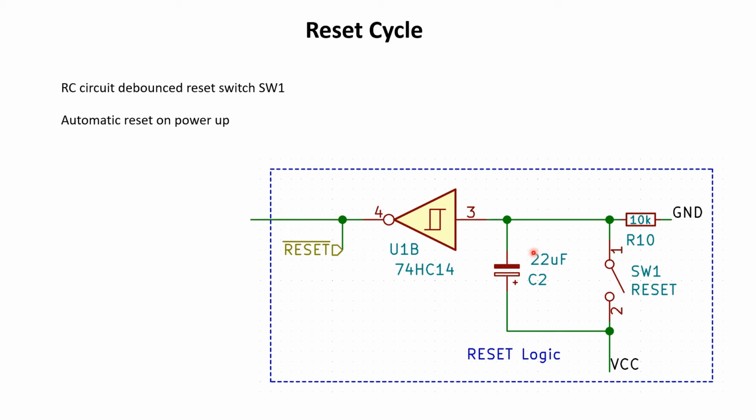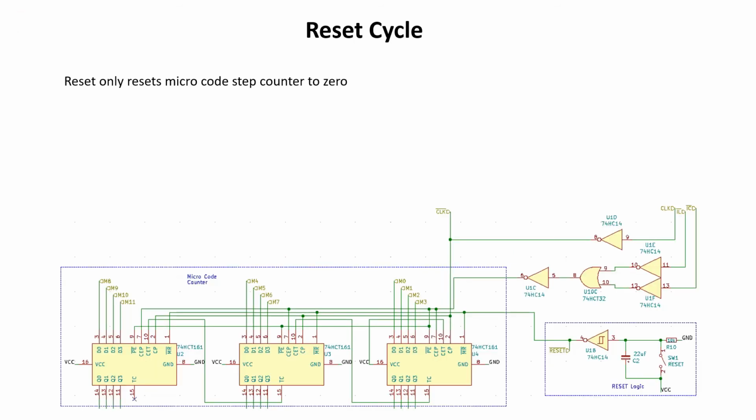And it takes about 200 to 300 milliseconds after power up or after releasing the reset switch to let the system run, and this is time enough to let the system settle and have that reset cycle being done. In my system, it is sufficient to reset the microcode step counter to 0 to reset the system, because at address 0 in the microcode there is some kind of logic, some kind of program that resets the rest of the system. So it clears all the register content.